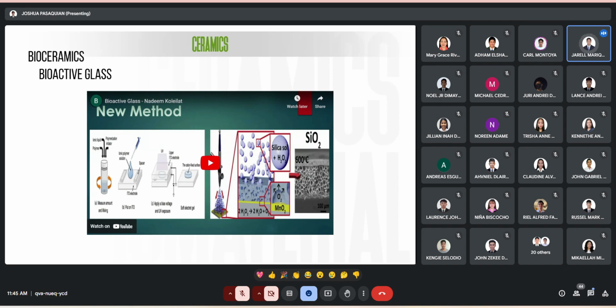Next, we have the bioactive glass. Bioactive glass is a fascinating material that actually bonds with human tissue, used primarily in dentistry. It's biocompatible and can stimulate bone formation and tissue healing. Its ability to form a strong bond with bone tissue makes it ideal for dental restoration and bone repair. Here's a video explaining bioactive glass.